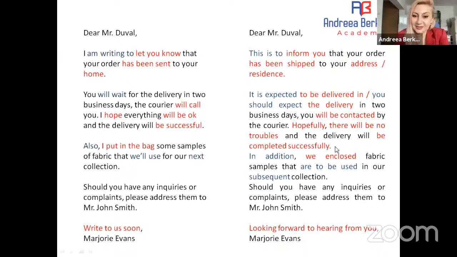Okay. Then the courier will call you, will call, very informal, gets transformed into you will be contacted by, or the courier will contact you. You can also say that. I hope gets transformed into hopefully. So at the beginning of the sentence, everything will be okay. There will be no troubles. Will be successful, will be completed successfully.